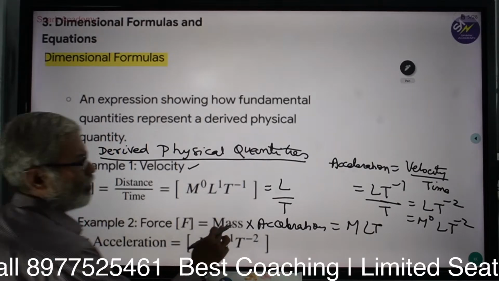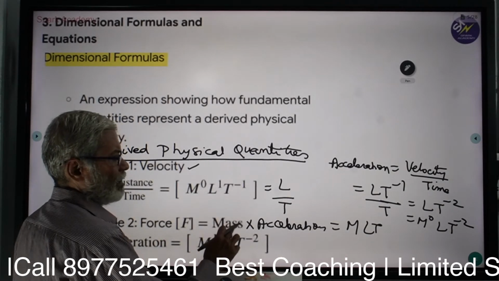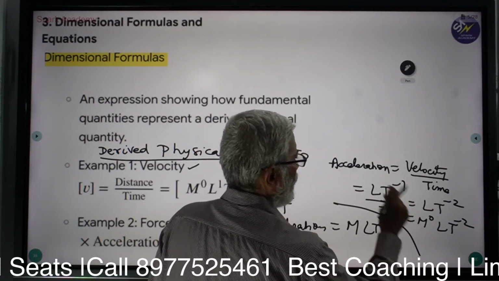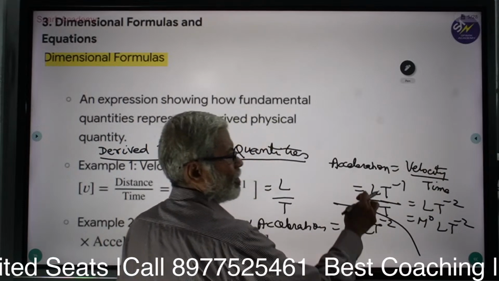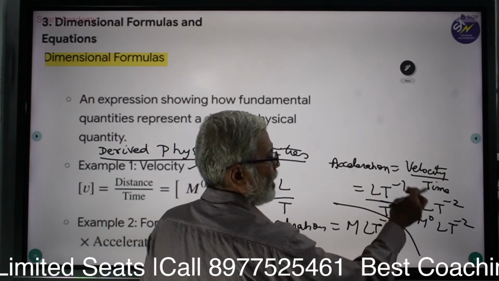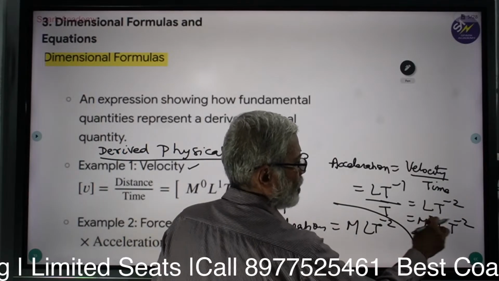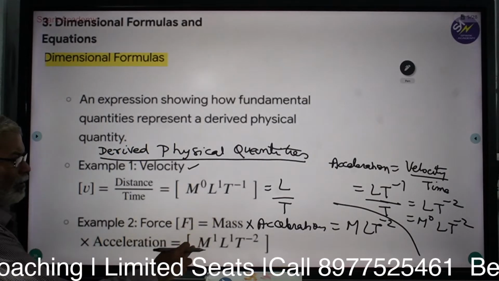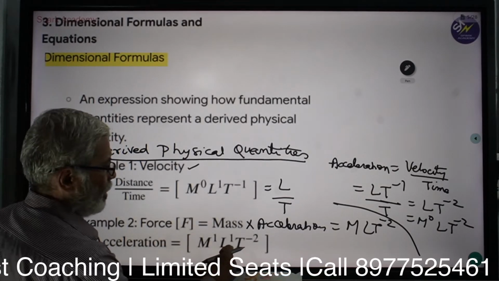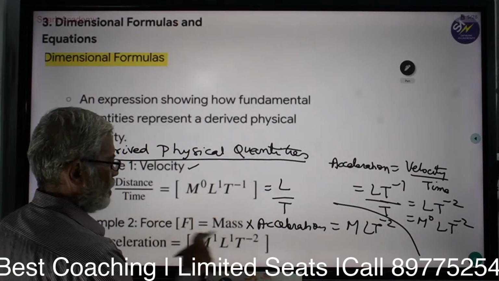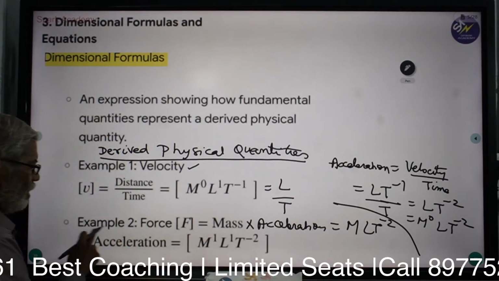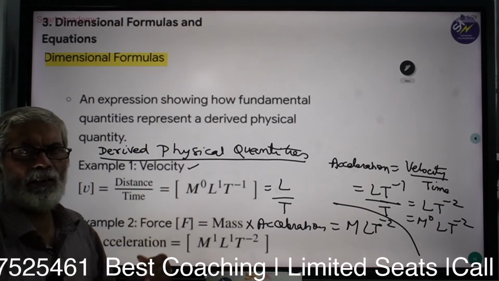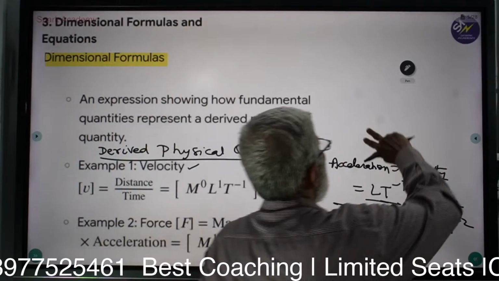Similarly, force is equal to mass into acceleration. So mass is M, acceleration is LT minus 2, because acceleration is velocity by time. Velocity is LT minus 1 divided by T, so it is LT minus 2, or M0 LT minus 2. For mass, it is M into acceleration. So MLT minus 2 is the dimension for force. Like that, in the chart you can see different dimensions.